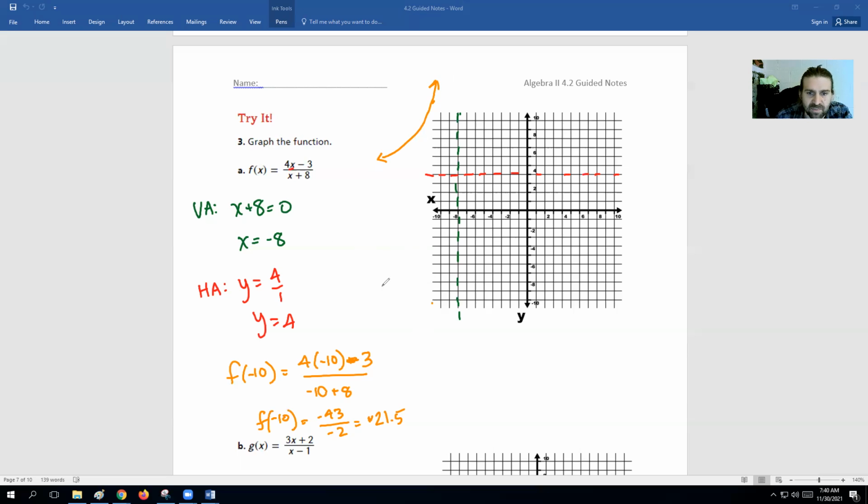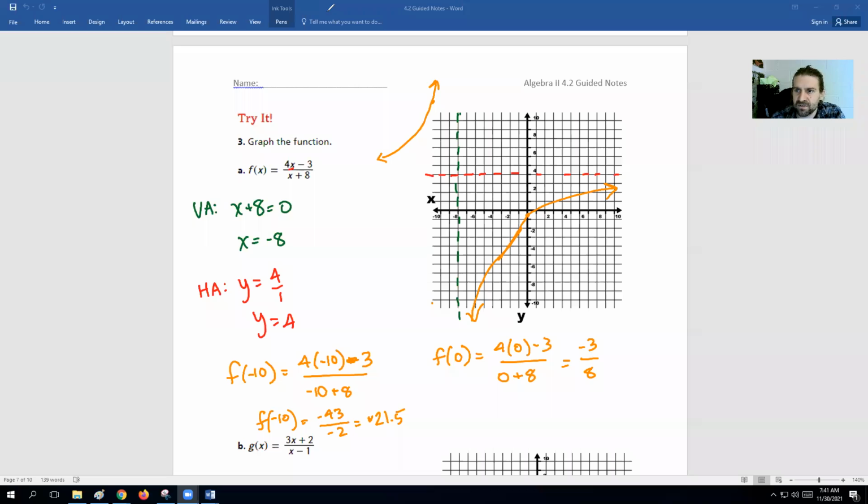All right, next, let's pick a number to the right here and see where that is. I like 0. 0 is an easy number to do. What's 4 times 0 minus 3 over 0 plus 8? That's -3 over 8, -3/8, which is right here. So we'd have a graph below. So we probably have a graph that looks like such.